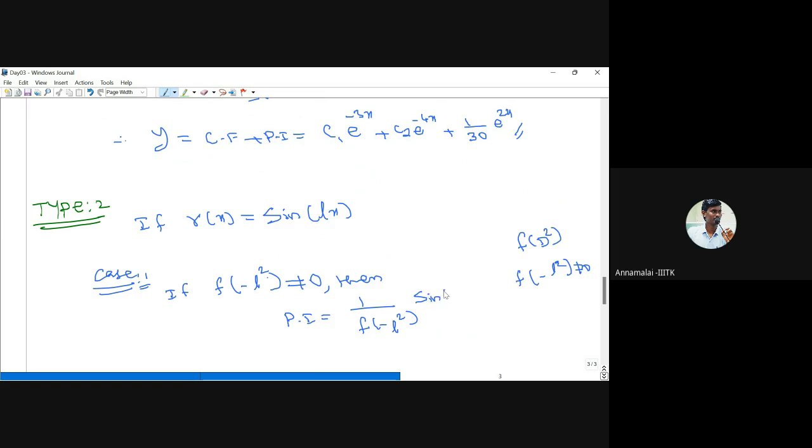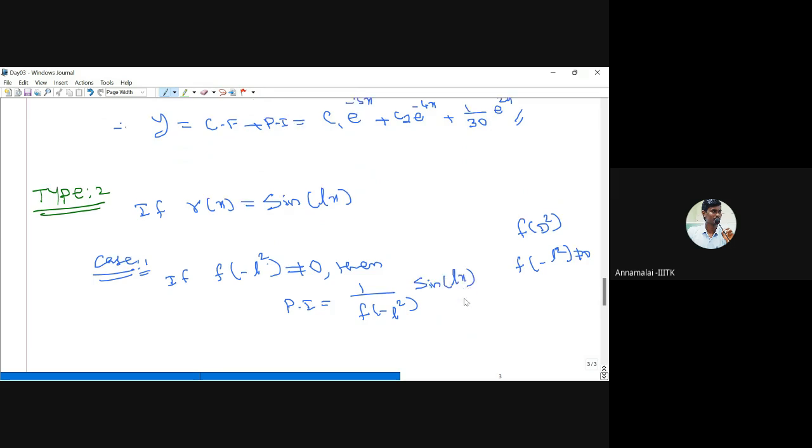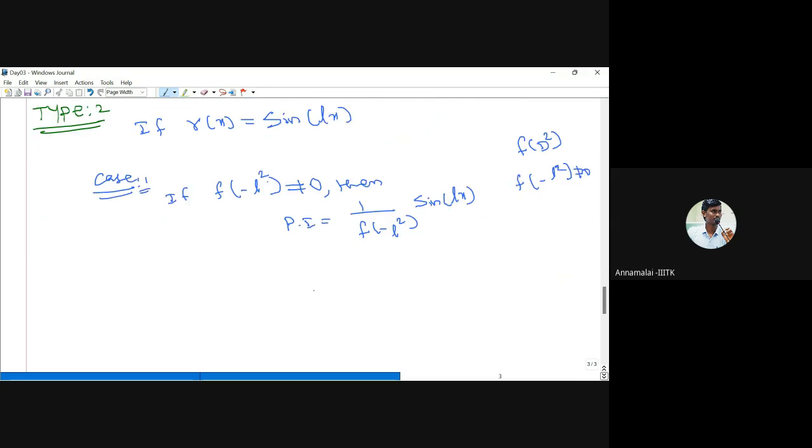Into sine Lx is the particular integral. Similarly for cos, again, if f of minus L square is non-zero, then the particular integral is 1 by f of minus L square times cos of Lx. This is the first case.